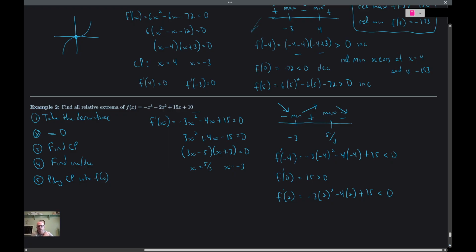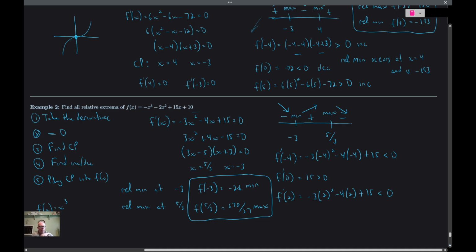All right, so we have relative min at -3, relative max at 5/3. And then we can find f of -3, and that gives us -26. And we can find f of 5/3, and that gives us 670 over 27. So there is our min, there is our max. Just to illustrate the point very quickly that these don't always alternate, look at f of x equals x cubed.